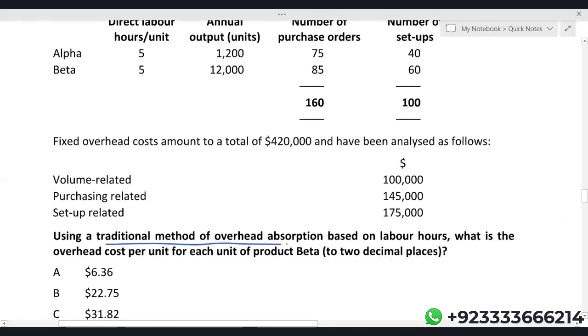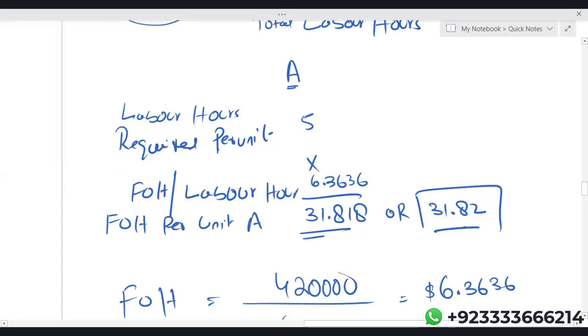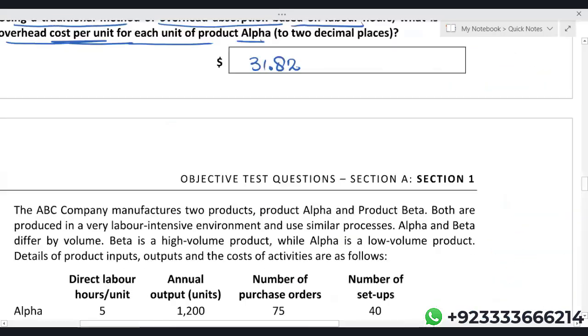Now, using the traditional method of overhead absorption based on labor hours, what is the overhead cost per unit for each product? Now this time, beta. Obviously, how do we calculate? Labor hours required per unit multiplied by FOH rate per labor hour. Actually, product B also needs 5 hours into 6.3636. So definitely the result will be the same, 31.82. Product B needs the same labor hours per unit, and the FOH rate per labor hour is obviously the same. So the result of both questions is the same.